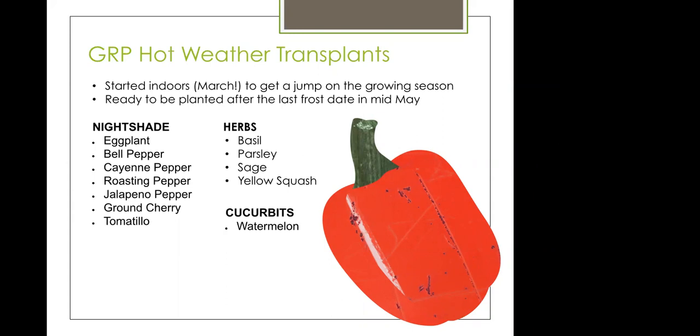All right. So we have a lot of nightshades and some herbs and some watermelon transplants that we're giving out this year. New to this list is sage. That's the new herb that's rotating out our oregano from last year. So next slide, please.